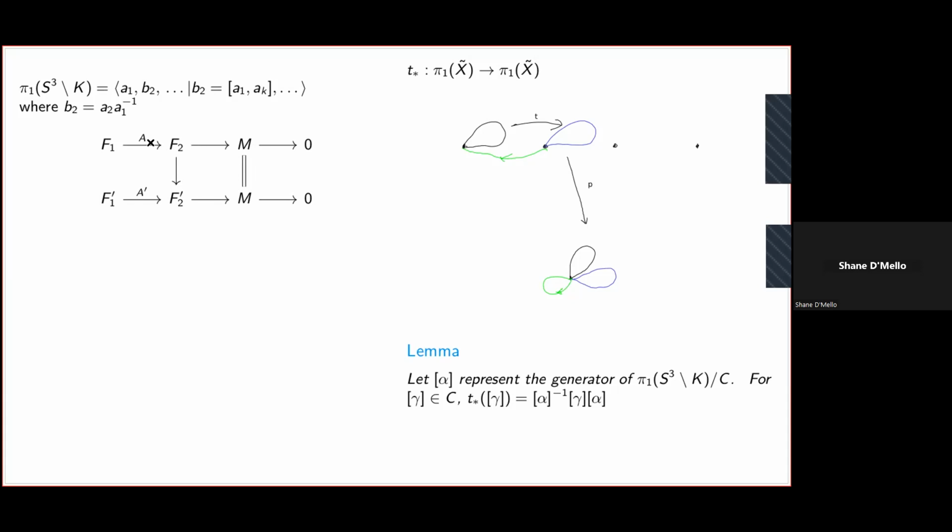And now the question is, supposing I had a completely different way of presenting M. So instead of F1 and F2, I have F1 prime and F2 prime, and instead of A, I have A prime. Then there is a way to relate them.